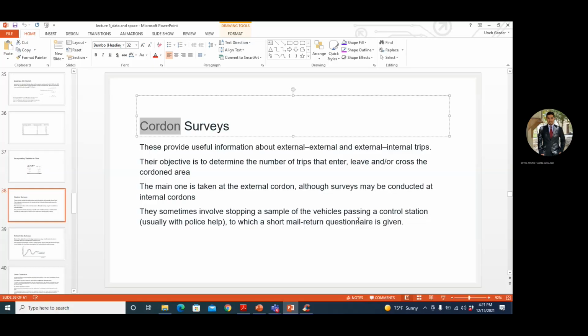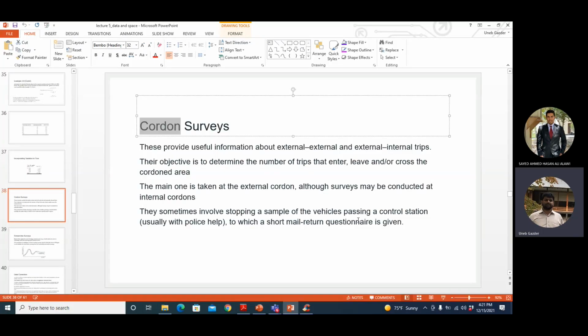You may divide the cordoned area into smaller zones as well. And then you can have internal cordons. Okay, so internal cordon, basically the area is divided into smaller zones.